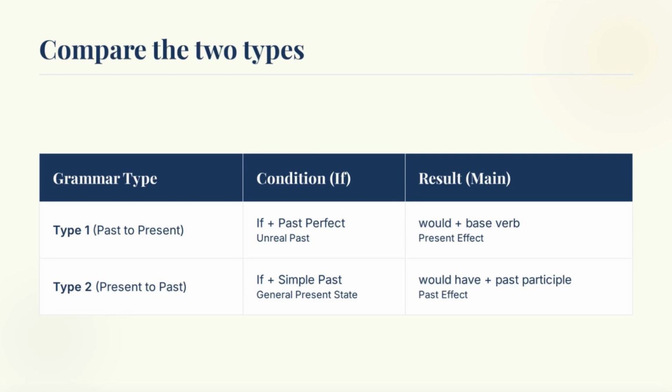Now let's compare both types. Type 1, if I had slept earlier, I would feel better now. So if plus past perfect, would plus base verb. And in the second type, if plus simple past, would have plus past participle. If I were smarter, I would have answered that question yesterday. So the main idea is simple. Past condition, present result, present condition, past result.